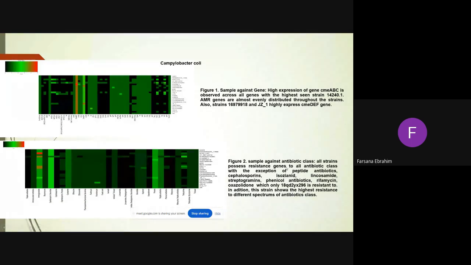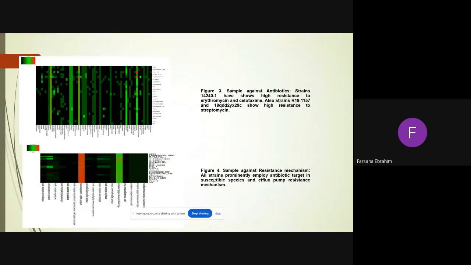It is a figure of sample against antibiotic class. All strains possess the resistance gene to all antibiotic classes with the exception of peptide antibiotics, cephalosporin, isocyanide, lincosamide, streptogramins, phenicol antibiotic, rifamycin, oxazolidine, which are only in 18QD 2YX 296.